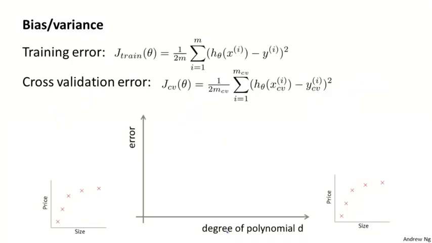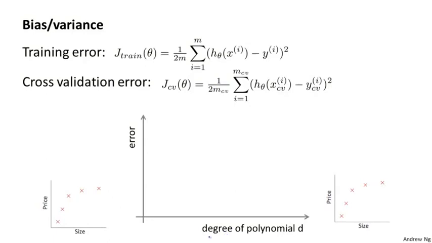Concretely, let's let our training error and cross-validation error be defined as in the previous videos. Just say the squared error, the average squared error as measured on the training set or as measured on the cross-validation set. Now let's plot the following figure.